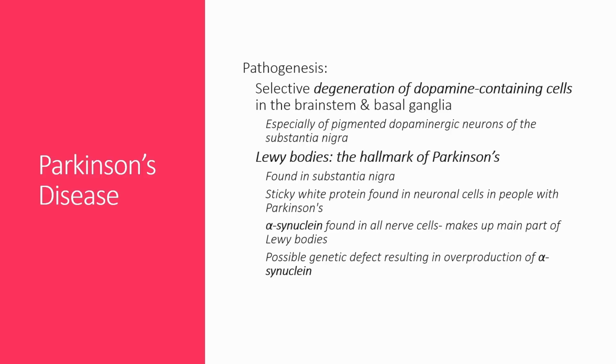Lewy bodies are the hallmark of Parkinson's disease. These are sticky white proteins that get stuck in patients that have Parkinson's. Alpha-synuclein is a protein that's in all nerve cells, and it makes up a good portion of these Lewy bodies. They think there's a genetic defect with your alpha-synuclein that makes it go haywire. And that's where these Lewy bodies start to collect this alpha-synuclein inside the cell.